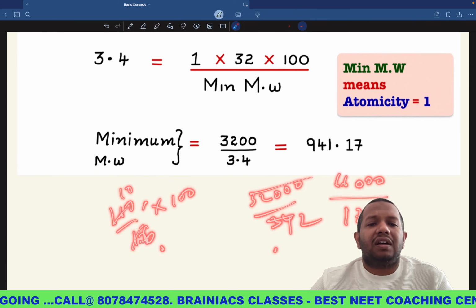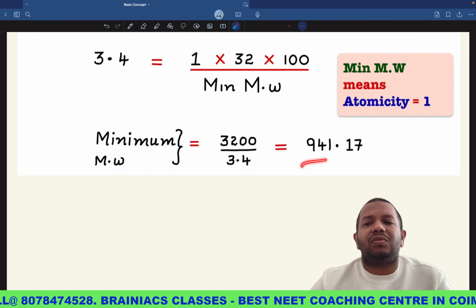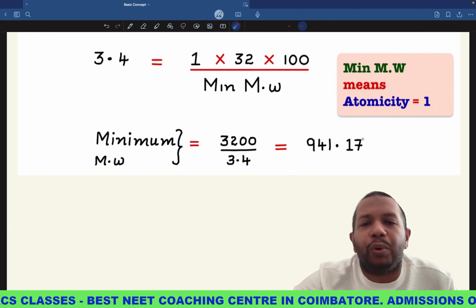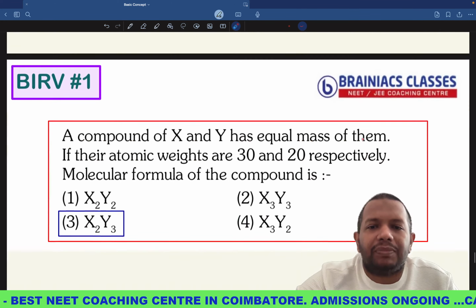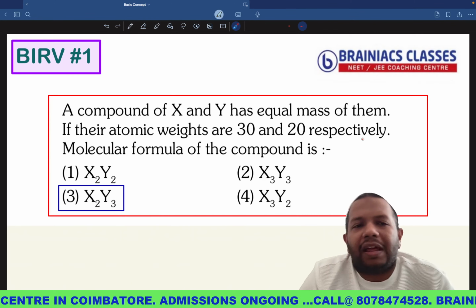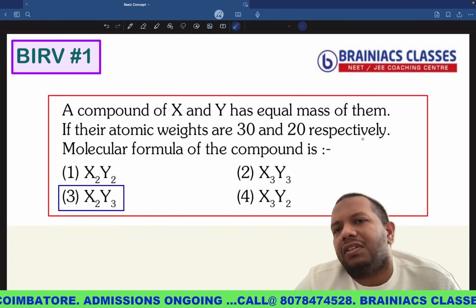So this is 17, which means a little less than that. That's why 941 is less than 1000. Like that, you can easily do it with shortcuts. Okay. Now we go to the next type of questions, or the last type of questions in this chapter.